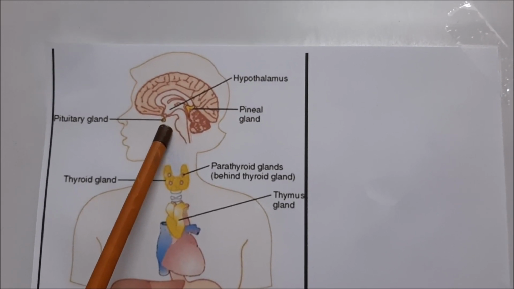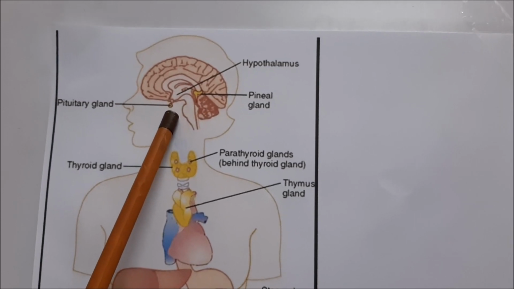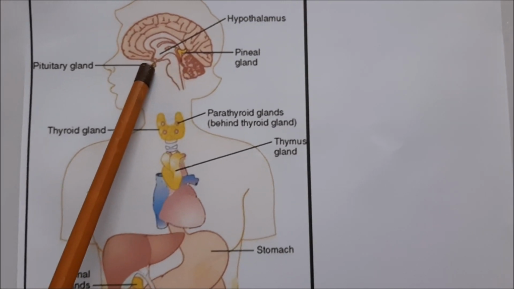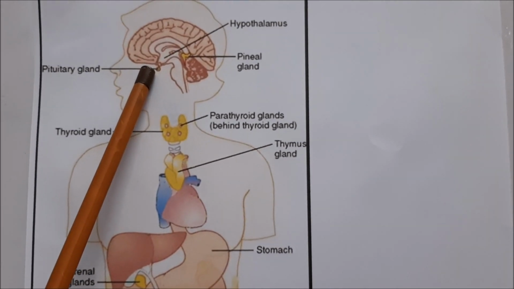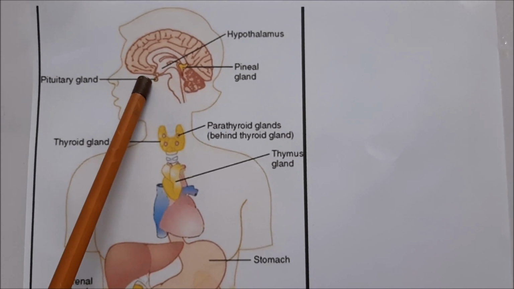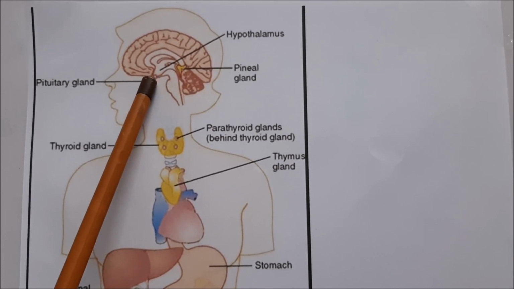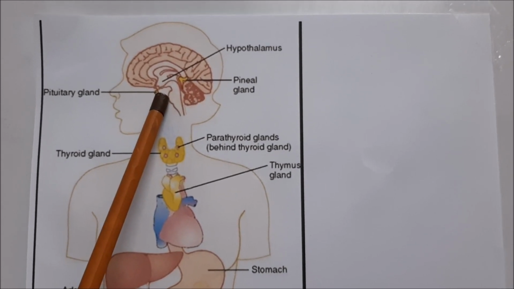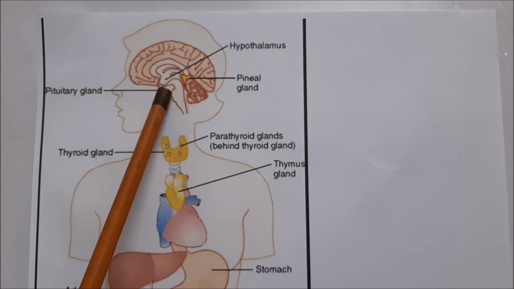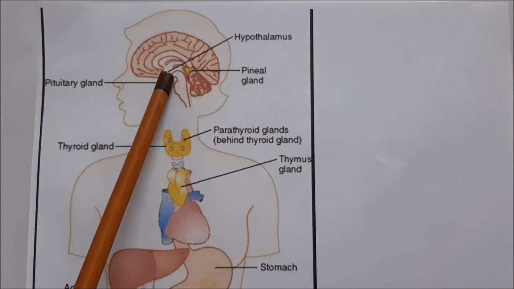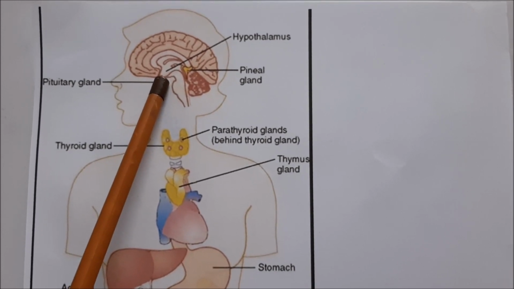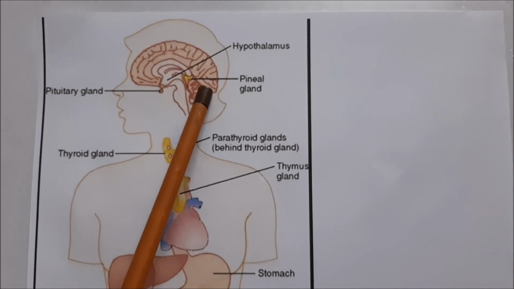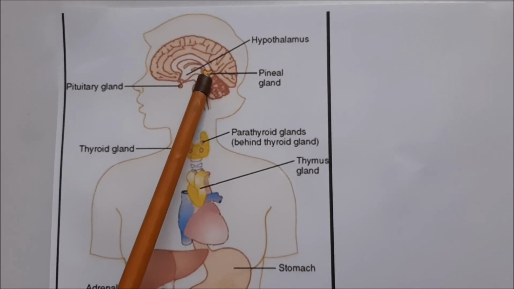Now come to the posterior pituitary. The posterior pituitary has two hormones, one is ADH or vasopressin, another is oxytocin. ADH helps retain water through the kidney and also increases blood pressure. Oxytocin stimulates the uterus during parturition, and also helps in milk ejection. Chemically, these two hormones of the posterior pituitary are peptides.